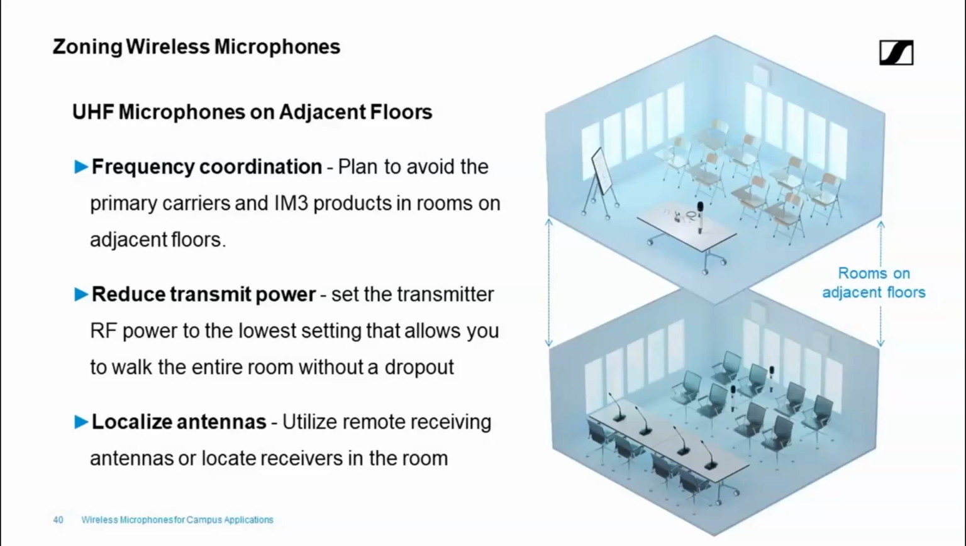We saw what happens when we reduce the transmit power and what it does to intermodulation products. It also, in a lot of cases, can mean you can double up frequencies or get frequencies close when you're several floors apart with the UHF system. So reduce the transmit power to the lowest amount that works in the whole classroom that the transmitter allows.